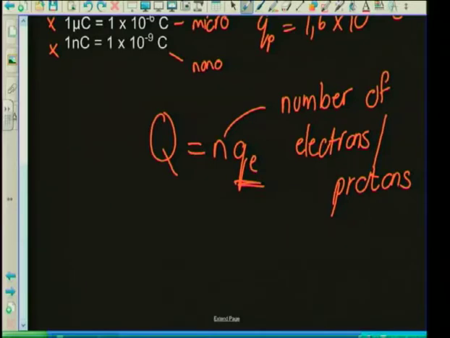On your information sheets, grade 10s, you are going to be given Qe in terms of electrons. You are going to be told that the charge of an electron is minus 1.6 times 10 to the minus 19. You're not going to be told the charge of a proton. You need to know that protons and electrons have the same charge, just opposite sign.